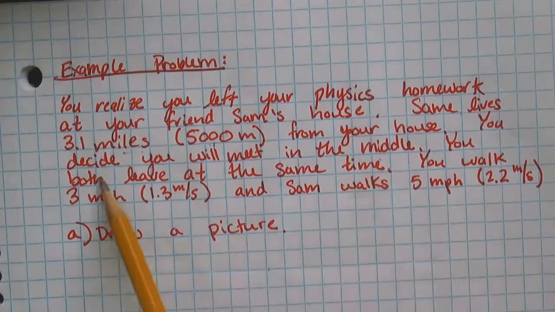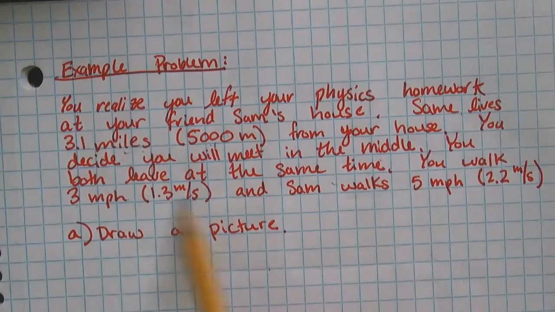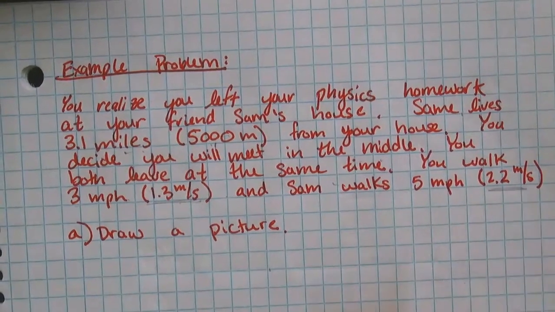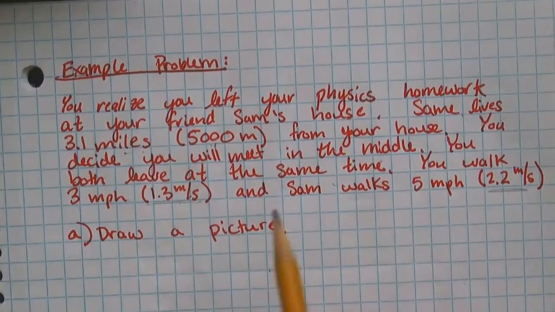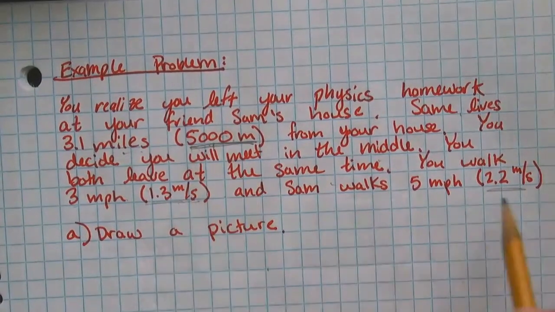You both leave at the same time. You can walk 3 miles per hour, which is 1.3 meters per second. That's the number that we're going to be using, and Sam walks 5 miles per hour, which is 2.2 meters per second. So we're going to be using the metric system, so we're going to use the 5,000, the 1.3, and the 2.2.